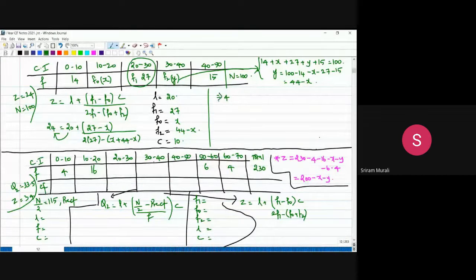Before that, this will be equal to 4. I mean, this implies 4 is equal to 27 minus x divided by 54 minus 44, into C. C is 10. 54 minus 44, into 10. Have you understood?